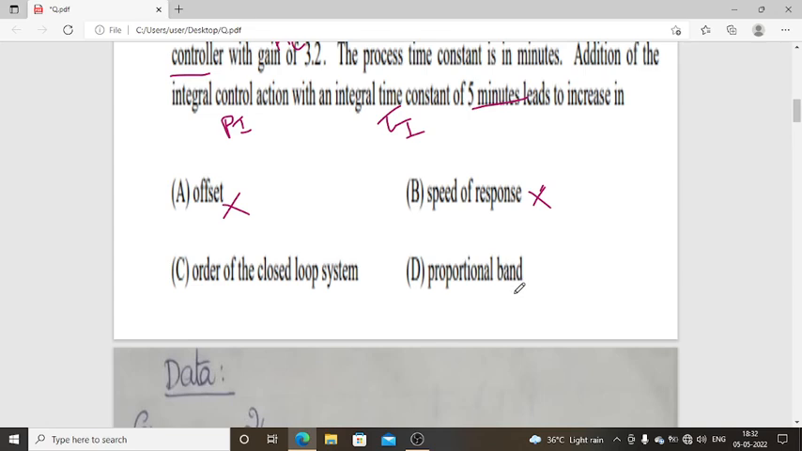The third one is order of the system, we will discuss later. The last option is proportional band, and we can check whether it is right or wrong. The proportional band, PB, is equal to 100 percentage divided by gain value. This is the general formula for proportional band. So with the addition of integral action, does the proportional band increase or decrease?